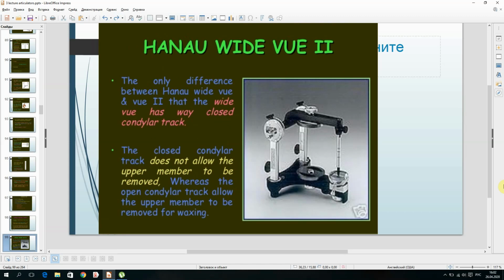Hanau wide view 2. The only difference between Hanau wide view and Hanau wide view 2 is that the wide view has a closed condylar tract. The closed condylar tract doesn't allow the upper member to be removed, whereas the open condylar tract allows the upper member to be removed for waxing.